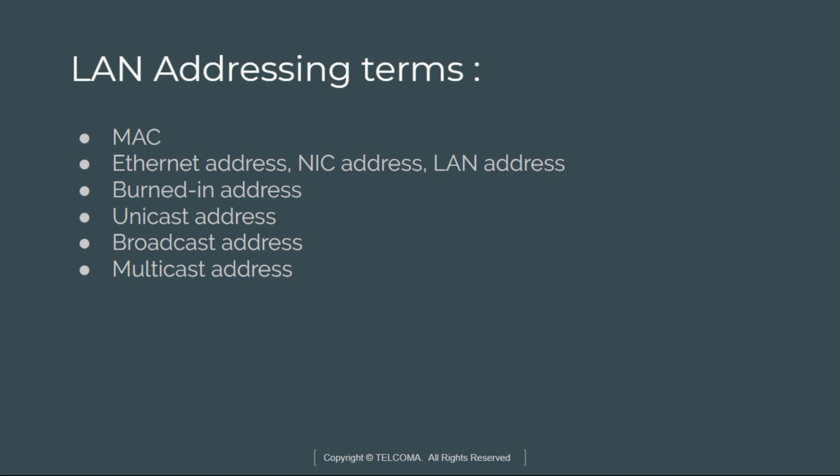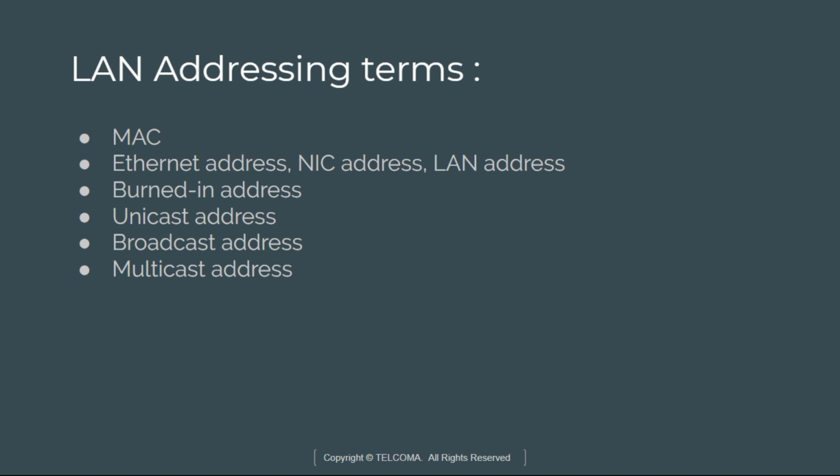We have broadcast addresses also. Frames sent to this address should be delivered to all the devices on the Ethernet LAN. Multicast addresses: frames sent to a multicast address will be copied and then forwarded to a subset of the devices on a LAN. We have LAN addressing terms also.